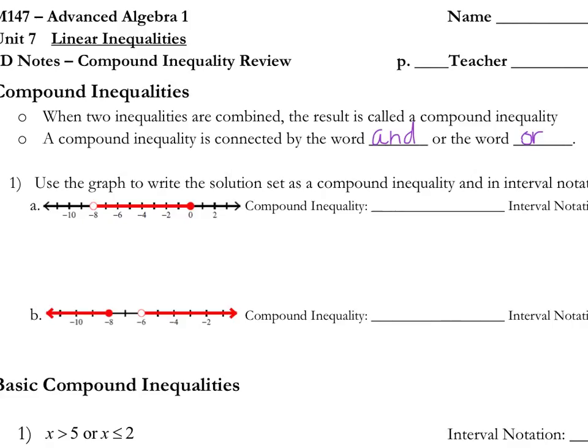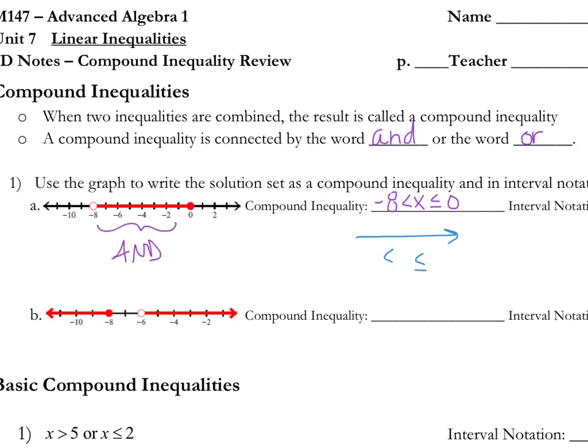Okay. So if we look at the first example, it says use a graph to write the solution as a compound inequality and then in interval notation. So first of all, this is an example of an and compound inequality. We have -8 is less than x, which is less than or equal to 0. Remember that you always write and compound inequalities least to greatest. We always write it as the number line from left to right. Remember that the mouths of the alligator should always be opening to the right.